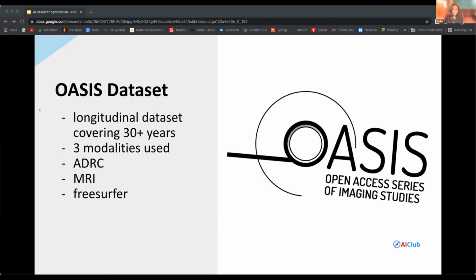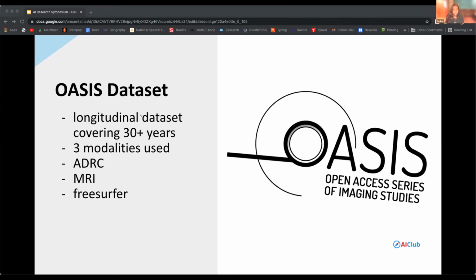I decided to use the OASIS 3 dataset, which studied over 1,000 patients for 30 years. Because they studied patients over time and some patients developed Alzheimer's during that time and some patients didn't, I wanted to see if we could predict early which ones would get Alzheimer's and which ones wouldn't. The OASIS dataset is very big and has many modalities. I decided to use ADRC, MRI, and FreeSurfer.